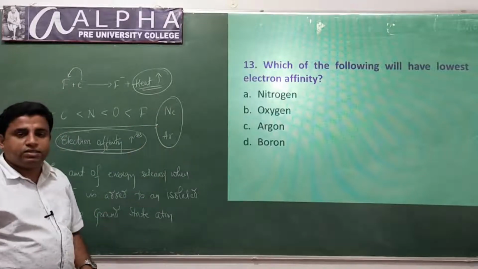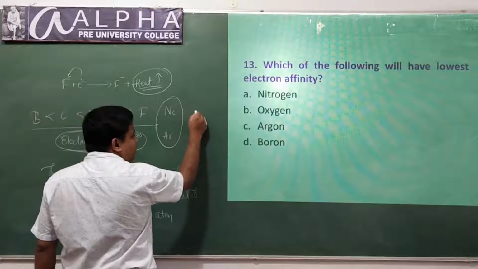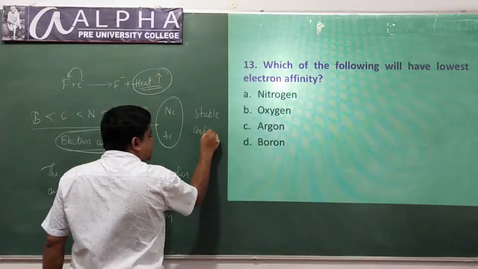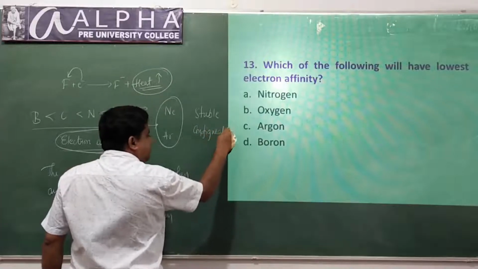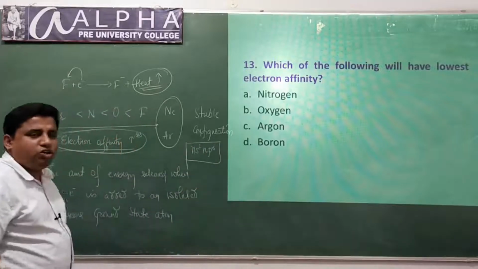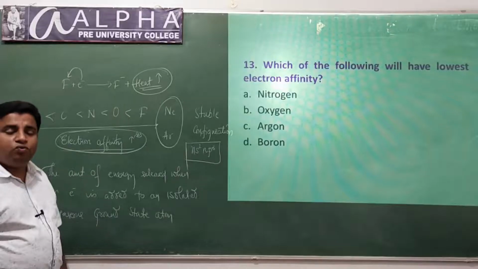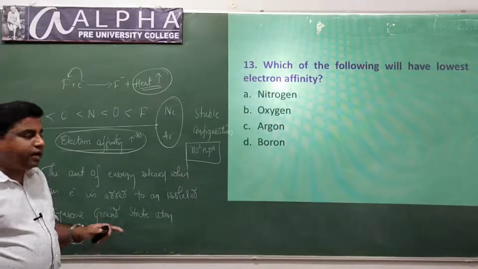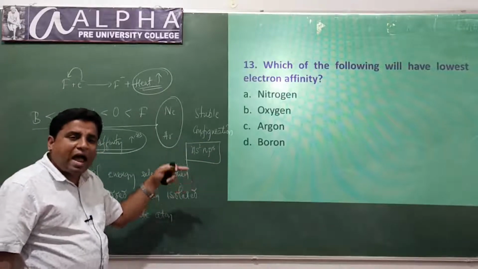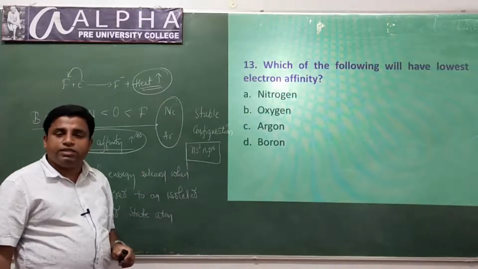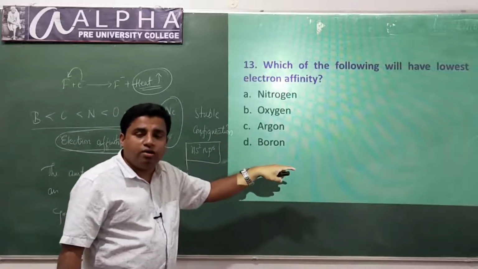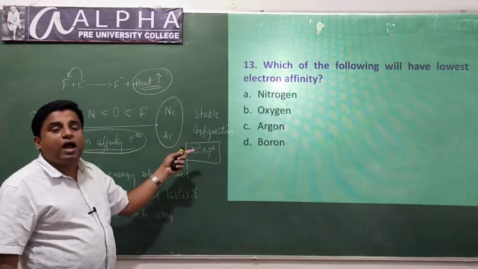How about noble gases? We know noble gases have a stable configuration, isn't it? What is that stable configuration? The stable configuration of ns2, np6. We also know very well that from a stable configuration, it is difficult to remove the electron, as well as it is difficult to add an electron.